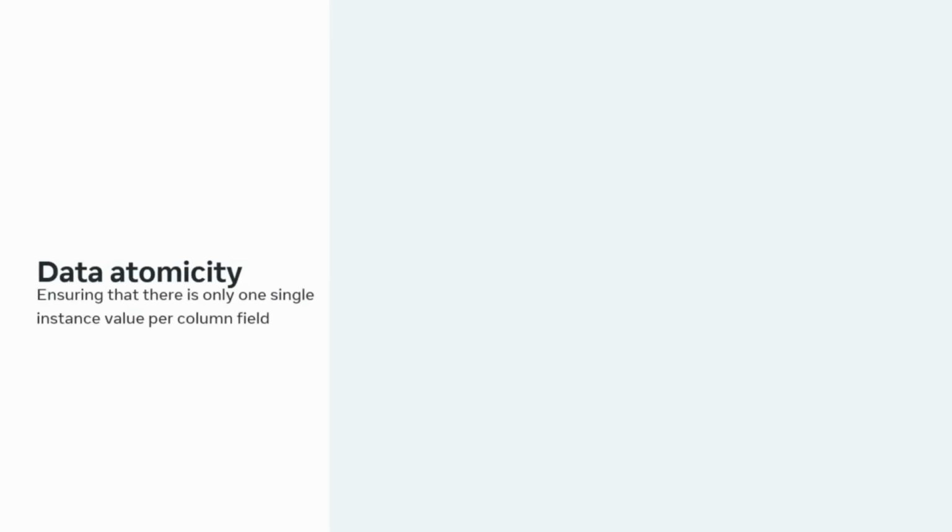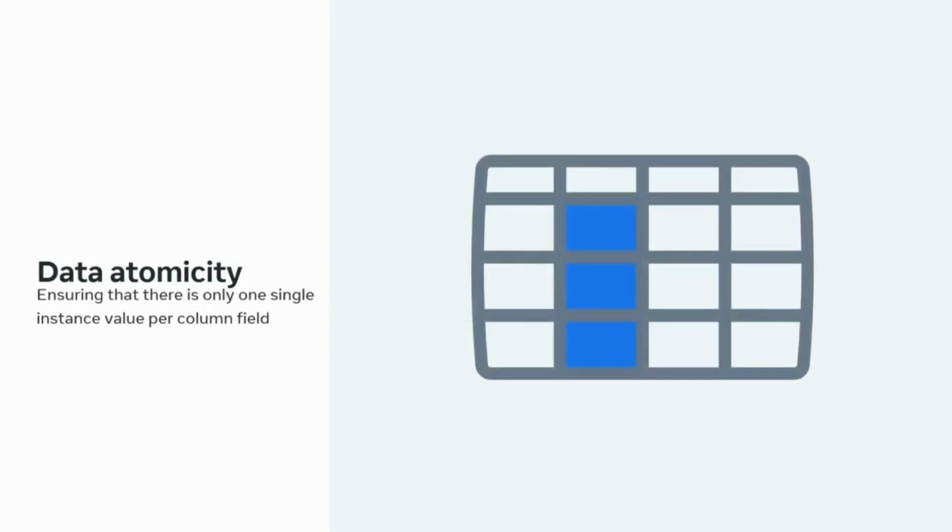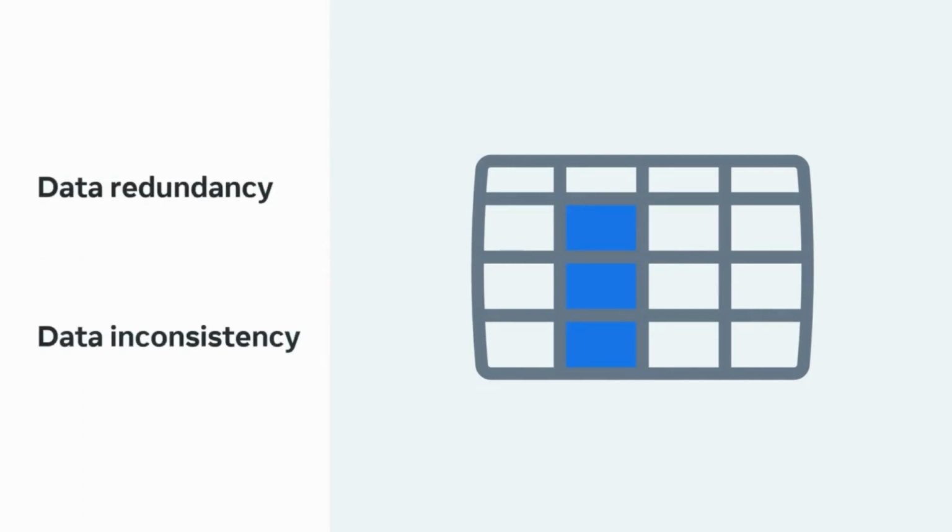Data atomicity means that there must only be one single instance value of the column attribute in any field of the table. In other words, your tables should only have one value per field. By eliminating repeating groups of data, you can avoid repeating data unnecessarily in the database. Instances of repeated data can cause data redundancy and inconsistency. To understand this better, let's explore an example.